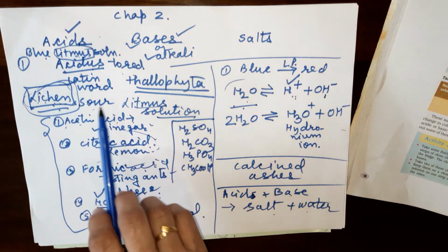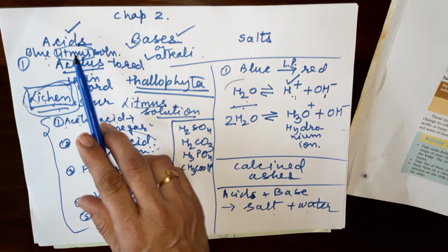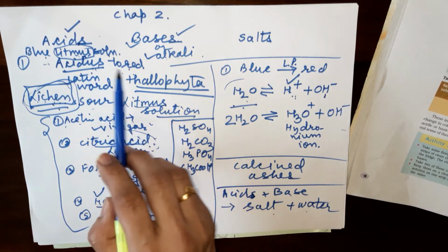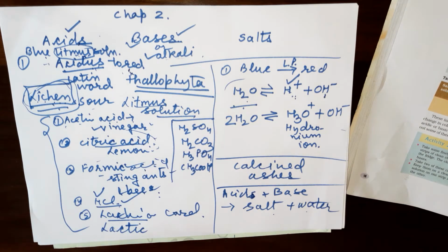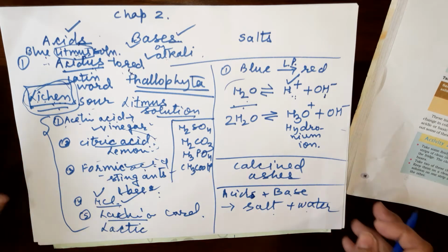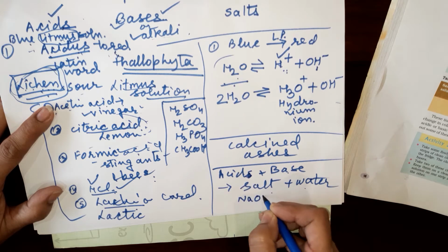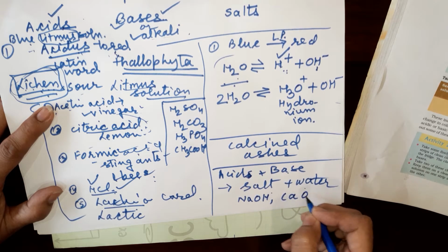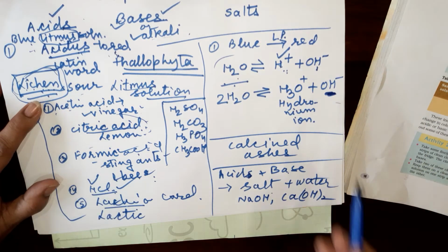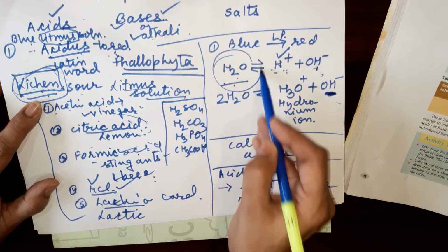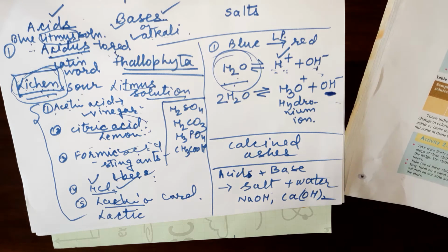You know that acids are sour in taste and bases or alkali are bitter in taste. Acids turn blue litmus paper or blue litmus solution to red. Bases will convert red litmus paper to blue. Examples of bases I give you. For example, NaOH, sodium hydroxide, calcium hydroxide, Ca(OH)2. So here you find that OH is the property of the base. Here why are we getting these two? Because water is neutral. That's why we are getting hydrogen ion as well as hydroxyl ion.